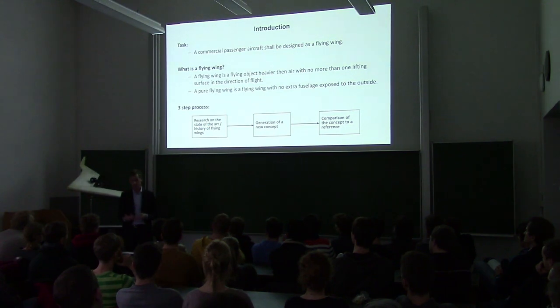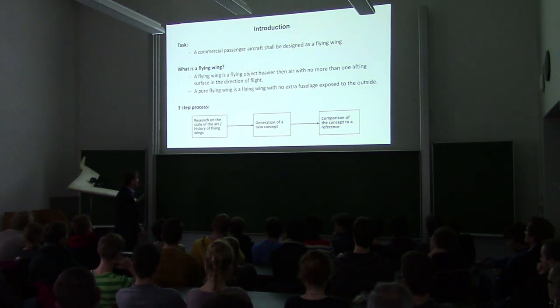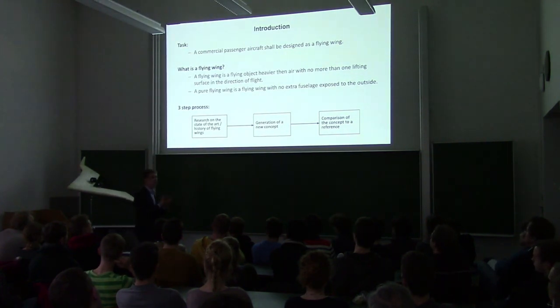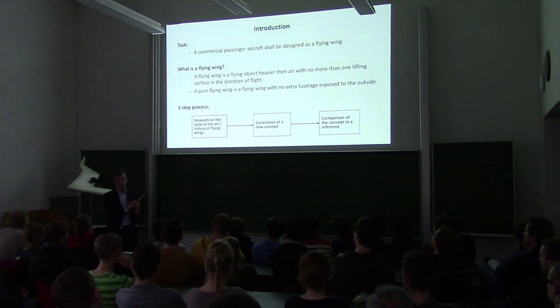The thesis statement in the beginning is really that we only need one wing, and preferably a pure flying wing. We don't want any extra parts exposed to the outside. We would really like to have only the wing and nothing more. Maybe some engines for thrust, but the ultimate goal is to create only a wing and store everything inside.